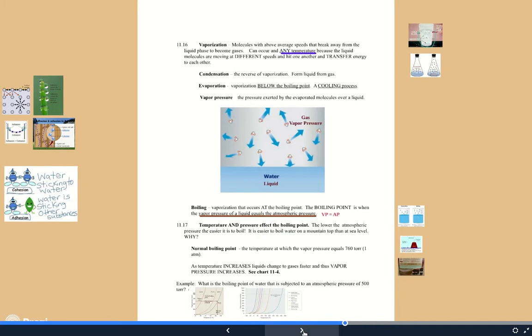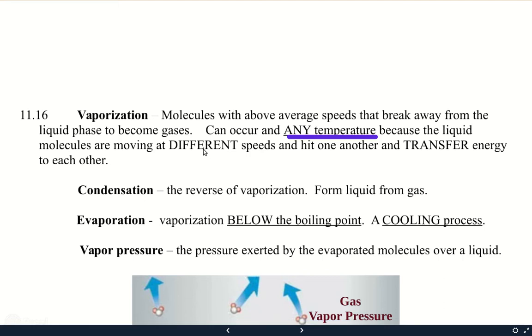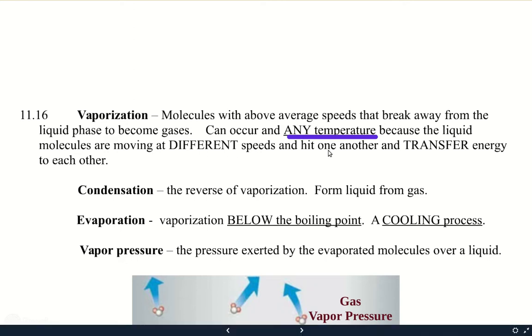And that brings us to vaporization in your notes. Vaporization, molecules above average speeds that break away from the liquid phase. So vaporization happens at any temperature, and it happens from the top, okay? It can occur at any temperature because the liquid molecules are moving at different speeds and hit and transfer energy, kind of push them out of the way.